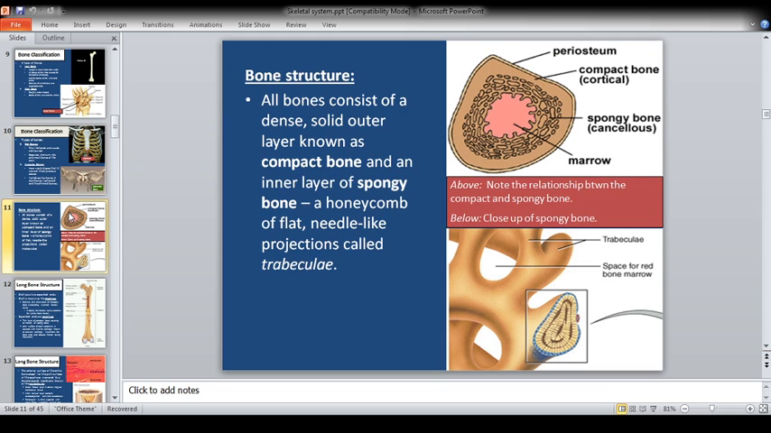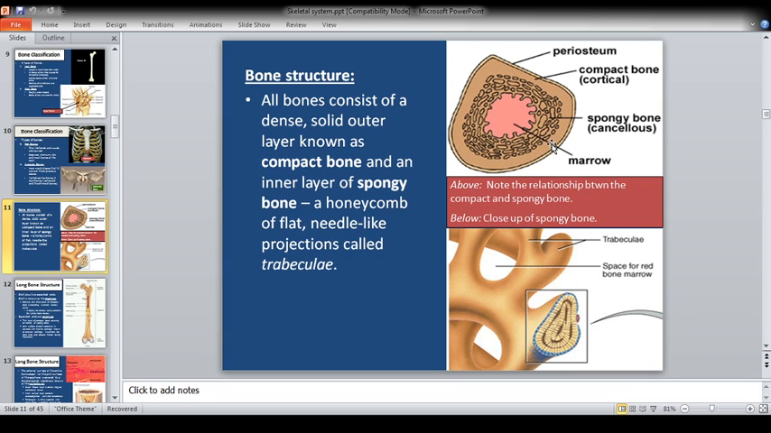Now let's look at the bone structure. These things we've studied many times. So all of the bones consist of a dense, solid outer layer that is known as the compact bone, and an inner layer of spongy tissue. So this layer is solid, this layer is soft.